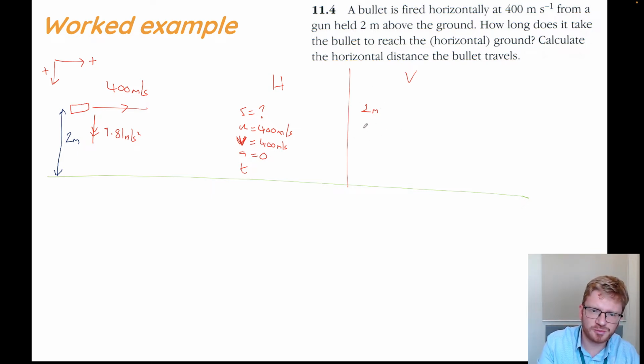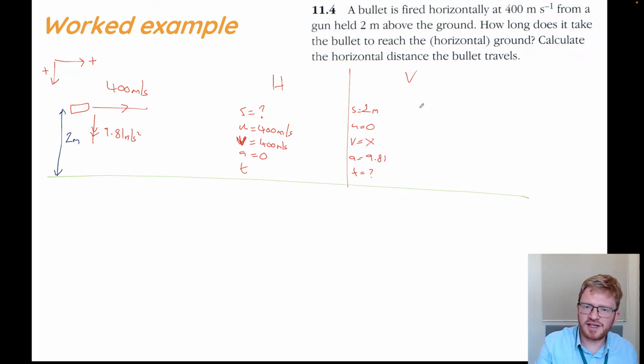For the vertical component, we know that it starts with an initial velocity of 0, because although it's got velocity in the horizontal component, it has none in the vertical, so that's 0. Its final velocity, we don't know, and we're not being asked for it, so we can just put nothing there. Acceleration, we've said, is 9.81, and time is something we're being asked for.